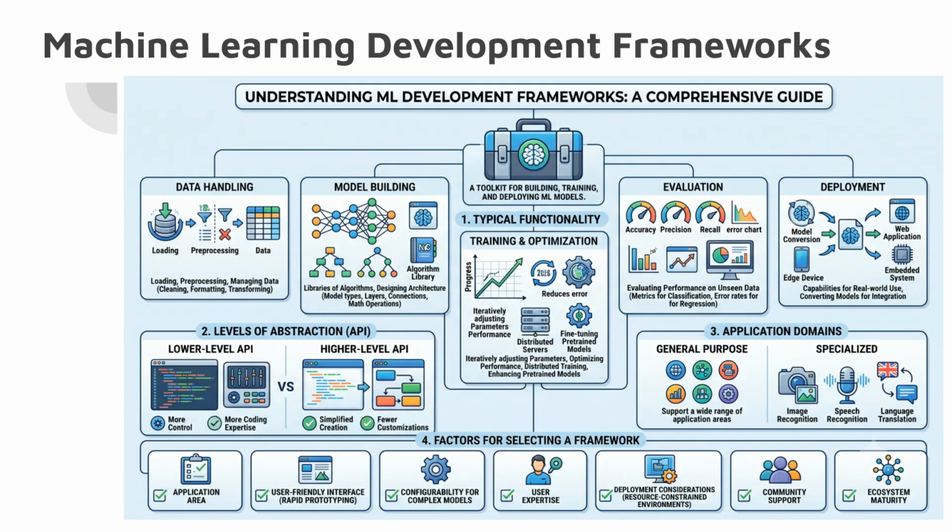This includes specifying the type of model, for example, neural network, decision tree, the number of layers and connections, and the mathematical operations performed within the model. Training and optimization. Frameworks provide algorithms that iteratively adjust the model's internal parameters based on the training data and on the desired result. The goal is to optimize the model's performance in accomplishing the desired task, for example, classification, ML regression. Some frameworks may support distributed training and enhance or fine-tune pre-trained models.